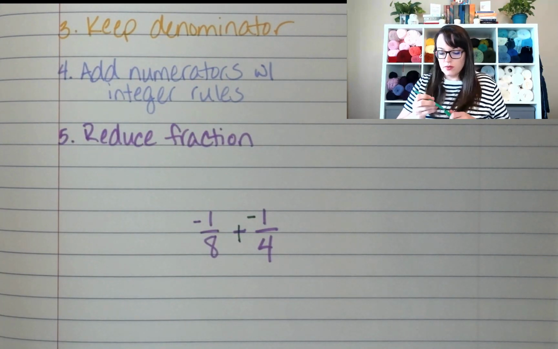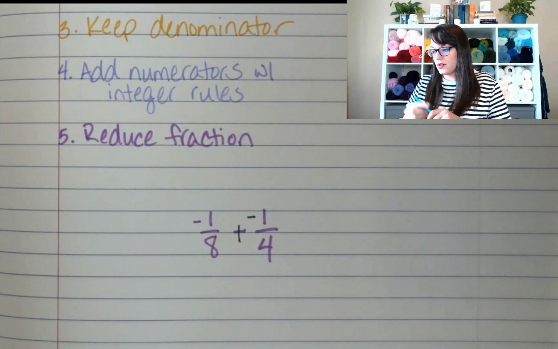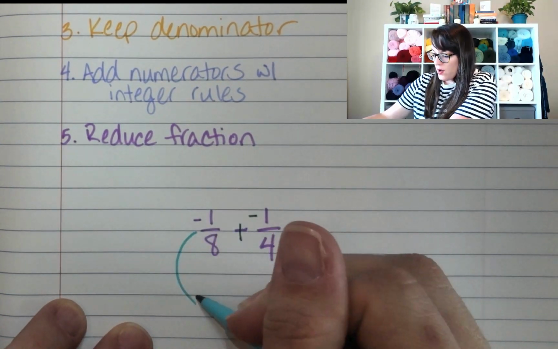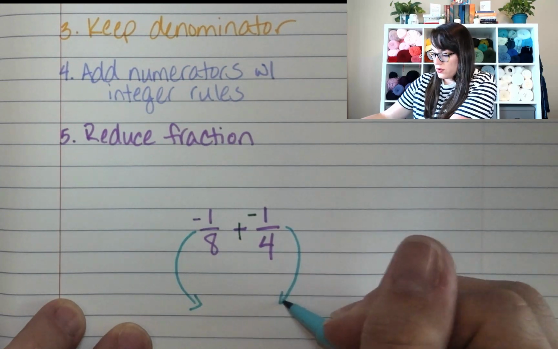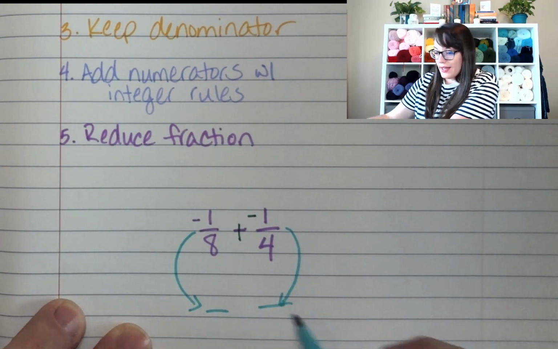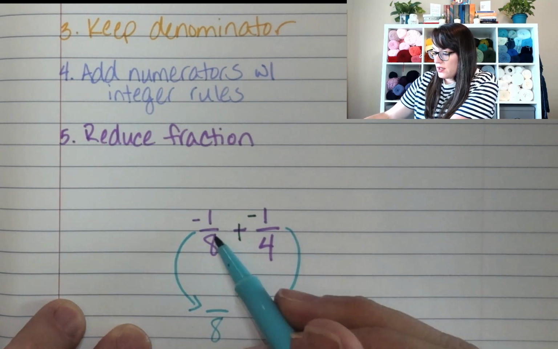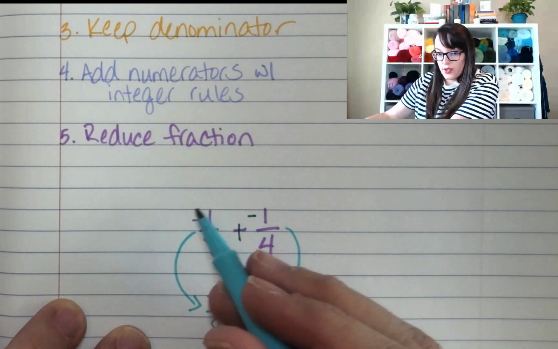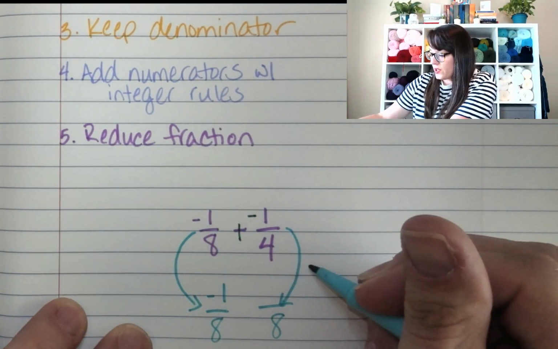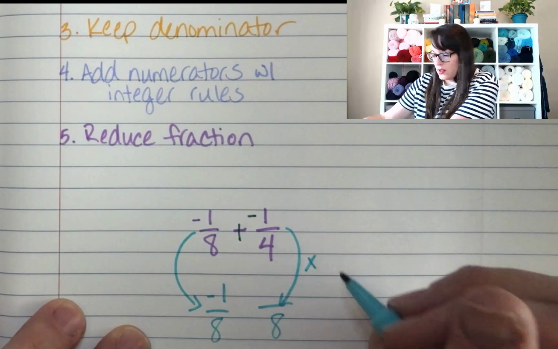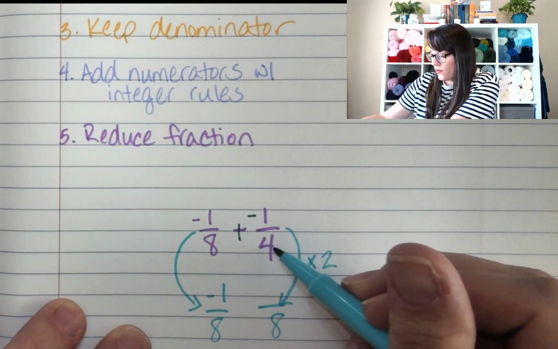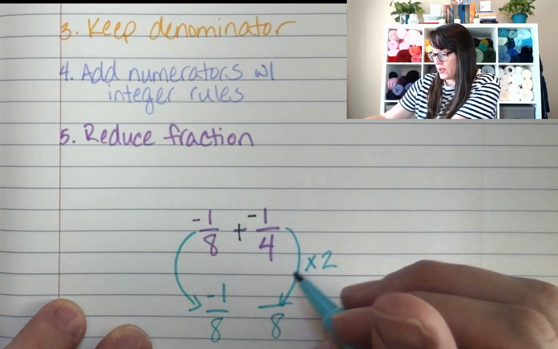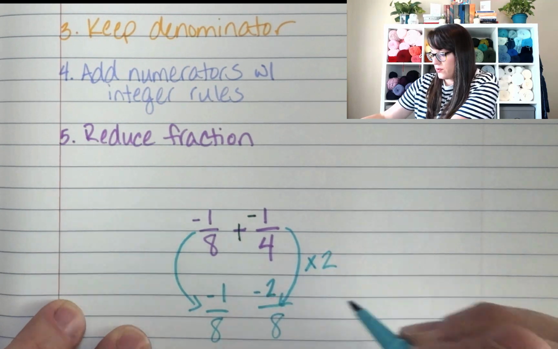Now, step 2, we have to have a common denominator. So 8 and 4. What can 8 and 4 both go to? 8. That'll be an easy one. So I don't have to do anything to this one, because 8 times 1 is 8, so 1 times 1 is 1. Over here, what do you do to a 4 to get to an 8? You have to multiply by 2. So 4 times 2 is 8. So negative 1 times 2 is negative 2. And I'm adding.